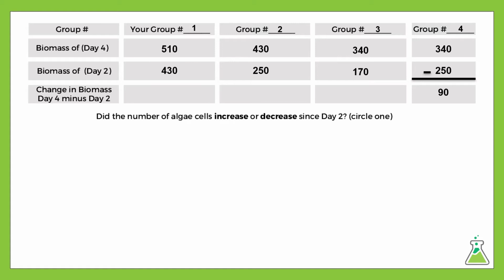So this question comes up next: did the number of algae cells increase or decrease since day 2? I want you to think this through in context of your algae culture and the data that you collected throughout the last couple of days, and then help explain that. So if you did see it increase through time, what does that say about your culture? Is it happy? Is it healthy? Is it sick? And if it's decreasing, do the same.